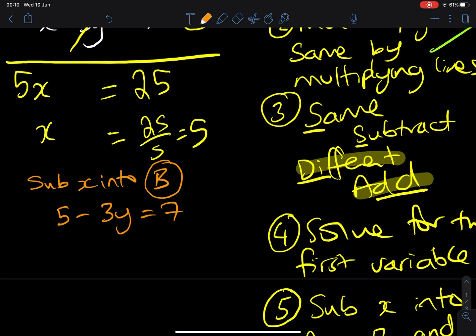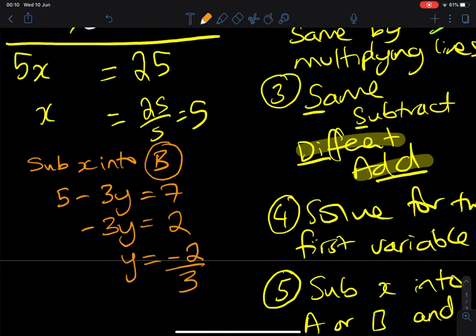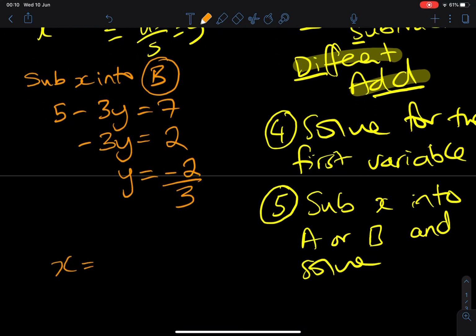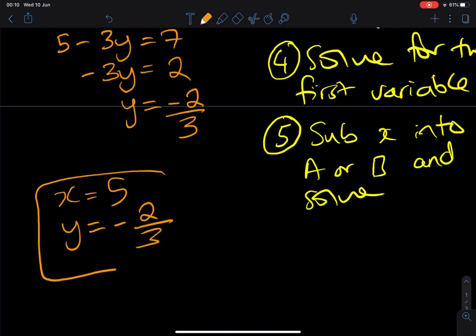And now, pardon me, I can solve it like a normal equation. So if 5 is positive, when I solve it, it becomes a negative on the other side. 7 take away 5 is 2. So therefore y is equal to minus 2 over 3. So just to confirm, my x value is equal to 5 and y is equal to minus 2/3. Okay?